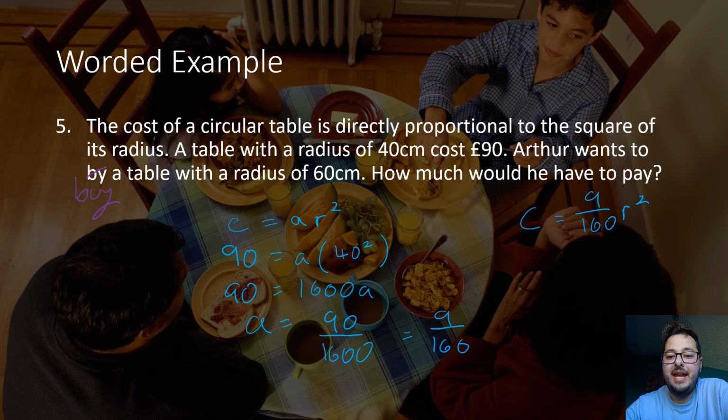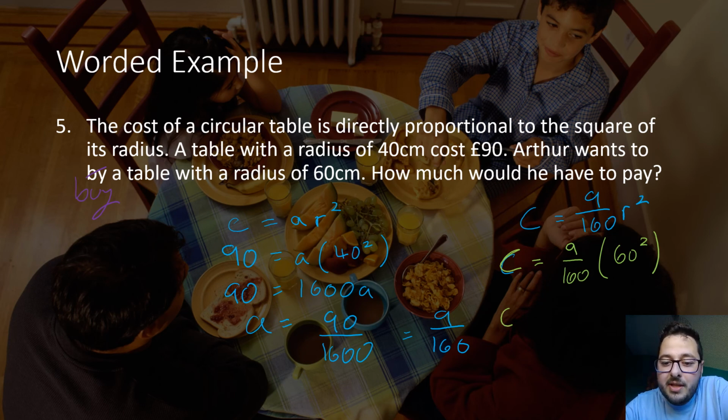Okay, so let's use a different colour. So now the radius is 60, so the cost is going to be 9 over 160 times 60 squared. Now 60 squared is going to be 3,600. So C is going to be 9 over 160 of 3,600. Now, can we tidy that up in any way?